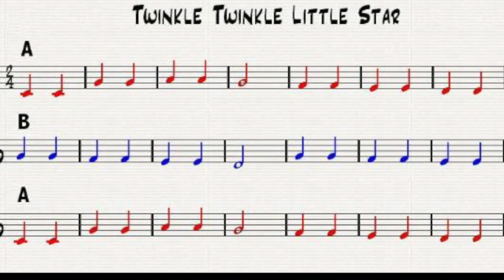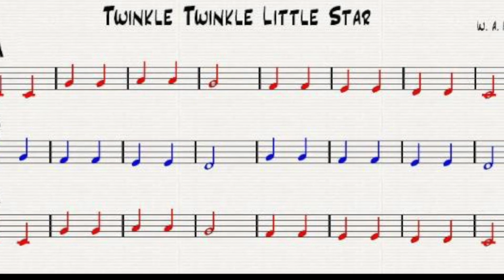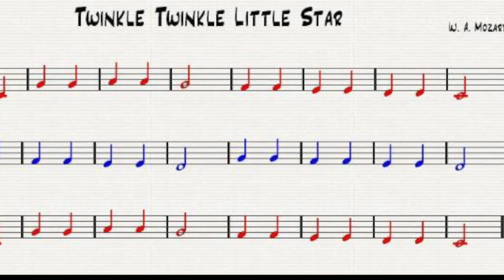Now let's talk about ternary form. Ternary form is also known as ABA form. And you have an A section at the beginning, then you have this contrasting B section, and then the melody returns back to A with the same music that it had at the beginning of the piece. A great example of a piece of music that uses ternary form is Twinkle, Twinkle, Little Star.